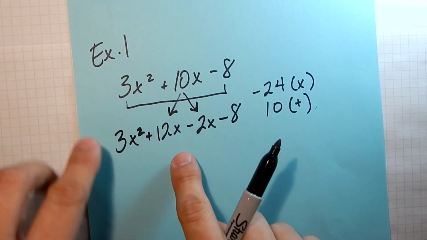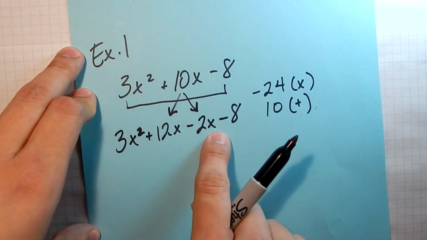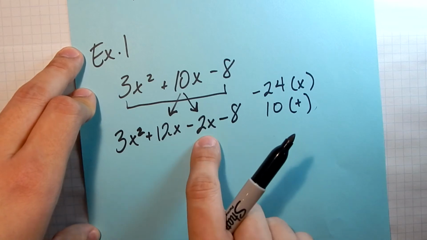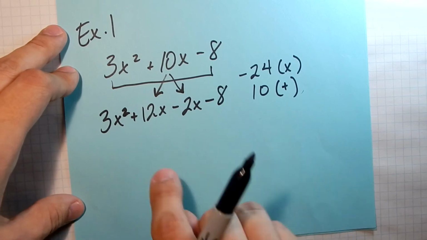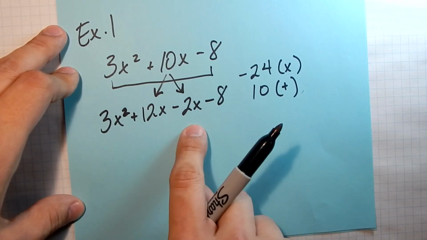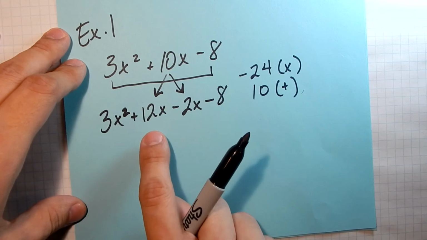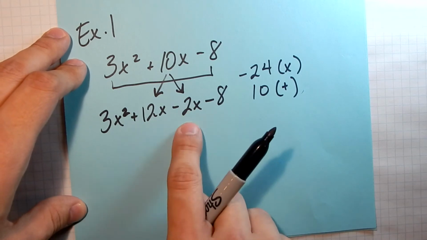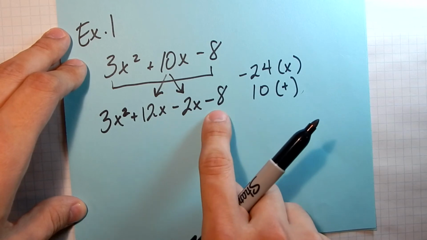Some students get concerned about, well, what if I wrote it in a different order? What if I wrote it as negative 2x plus 12x? It doesn't actually matter. This process will still work out the exact same no matter what you do. Actually, it would have been more convenient to write it as negative 2x plus 12x because in this case, we sort of have to deal with the signs.